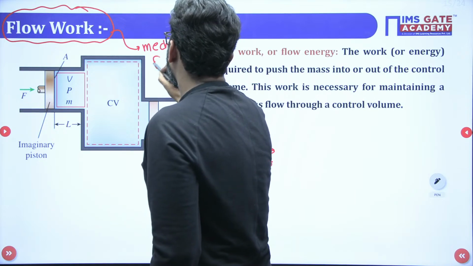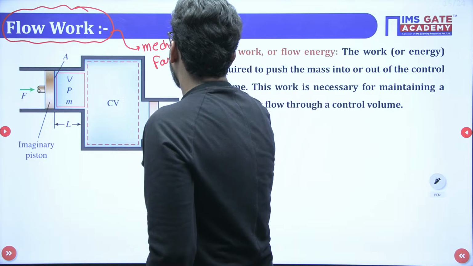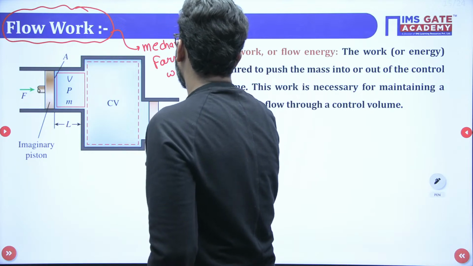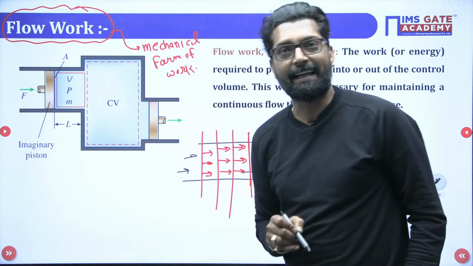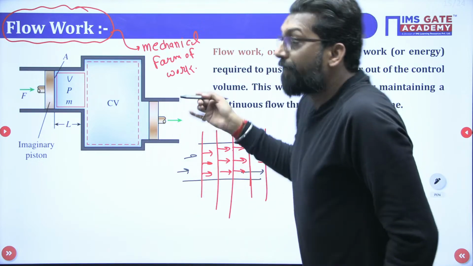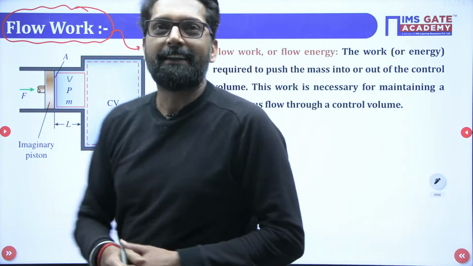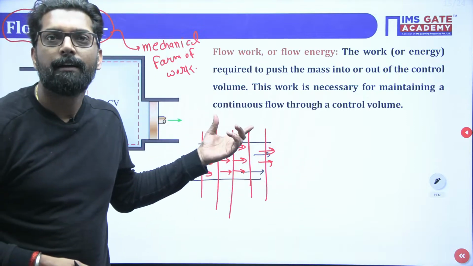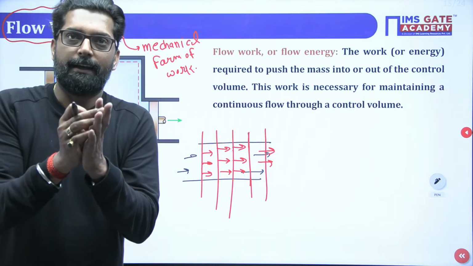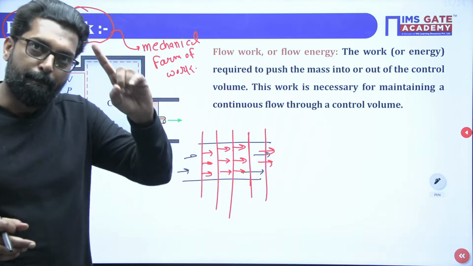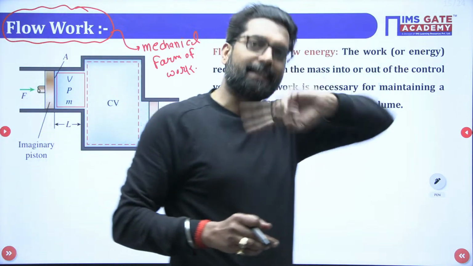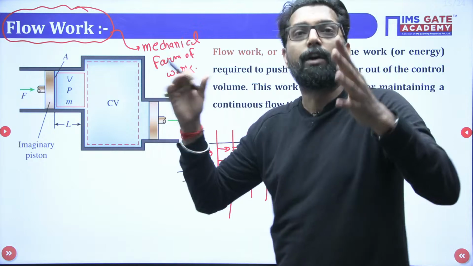Mechanical form of work. Number first. Clear? Number first. Number second. This work is a property. It is not a boundary phenomenon. That means this is a property relation. That means integration PDV is your work transfer, but this is a work stored.